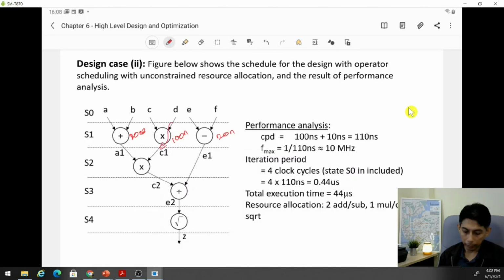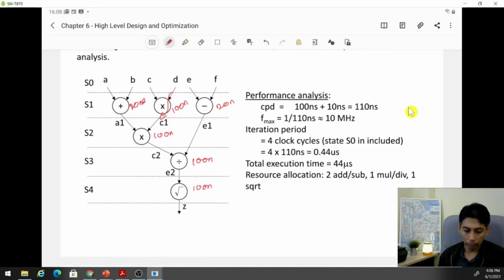Okay, 100. So this one is 100 also, 100 nano. And this one is 100 nano. This one is 100 nano. So now we look at this. This is a different clock cycle, which means the CPD only looks at which one in one clock cycle takes the longest delay.